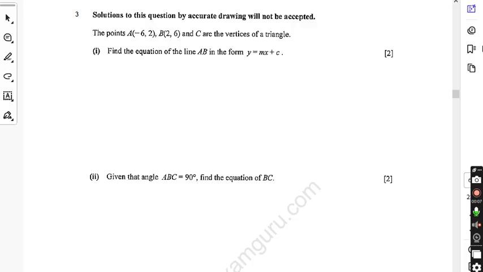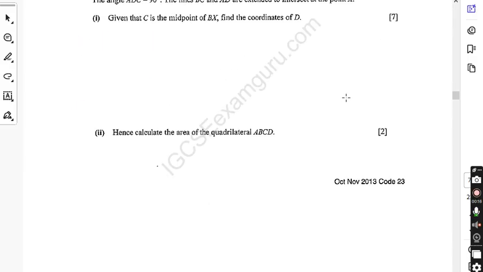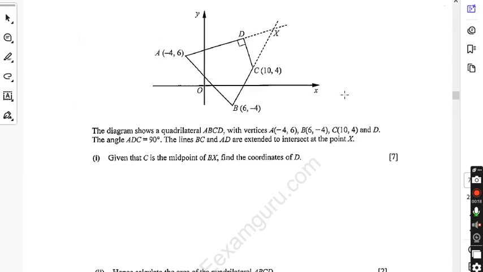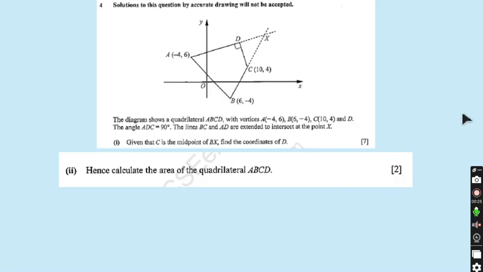Students, in the last lecture we did question number 3 from past papers of coordinate geometry. Today we are going to do question number 4, which came in the October-November 2013 paper 2-3. Let's have a look at question number 4. Solution to this question by accurate drawing will not be accepted.